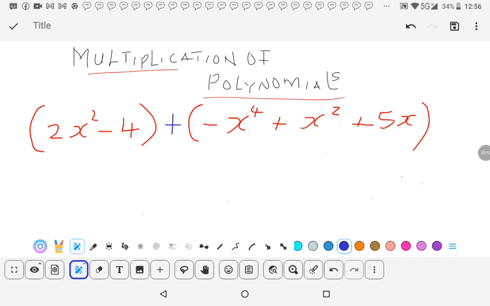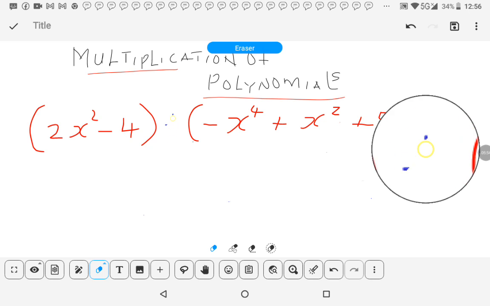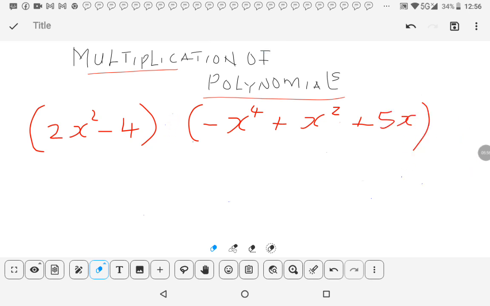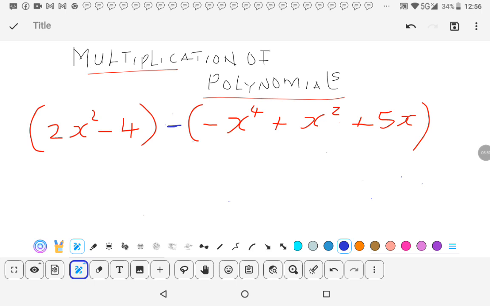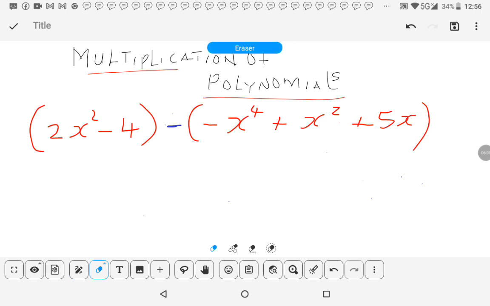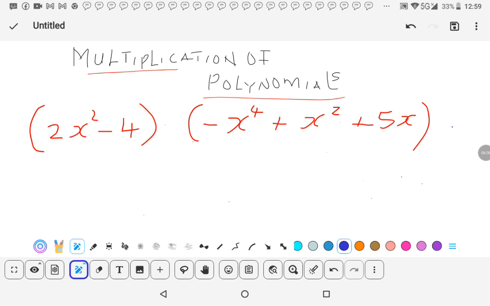Similarly, there is no subtraction sign. Since there is no basic operation like division, subtraction, addition, or multiplication, and the equation is presented this way, all you're asked to do is to multiply them.